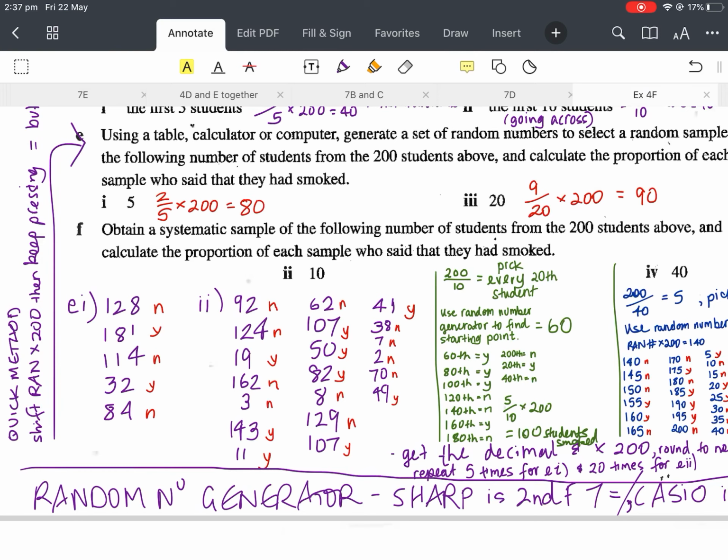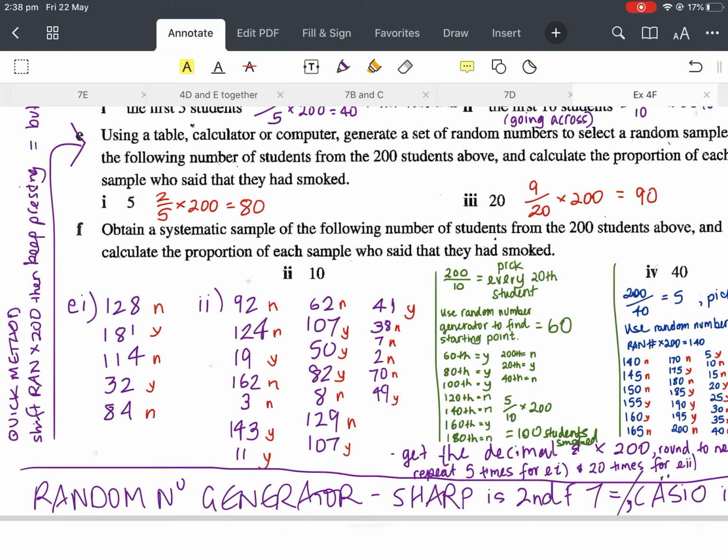So in E, if you do this on your calculator, you're not going to get the same answers as me because it's supposed to be random. So don't expect the same numbers as me. But this is how you do it. I pressed equals 5 times and wrote down the numbers every time I pressed equals. And I got 128, 181, 114, 32 and 84 for E.